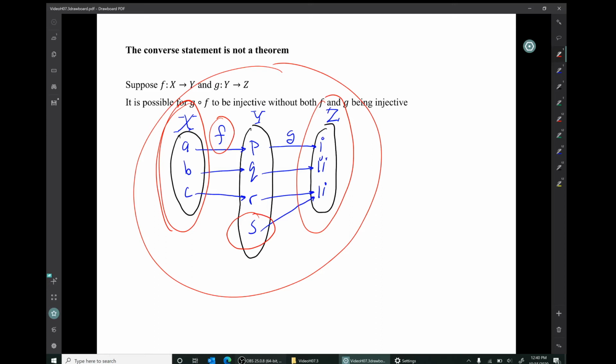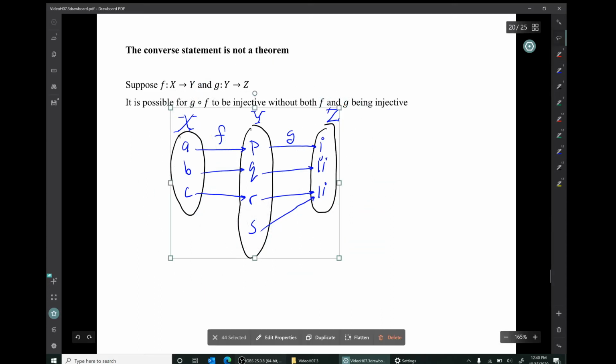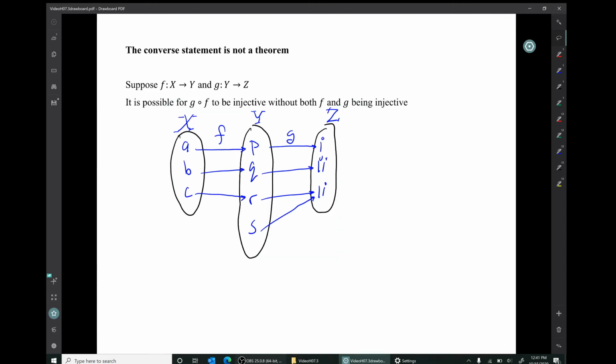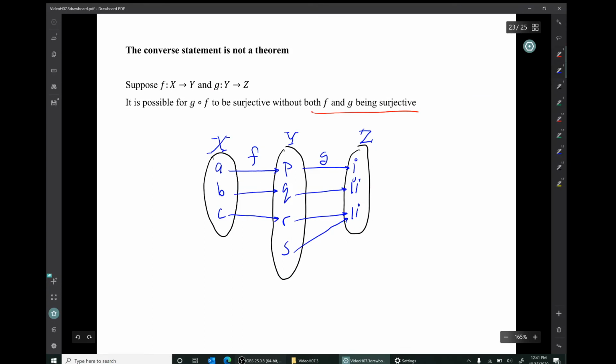So let's copy this diagram and move it down there and put it on that page. So I'll copy this diagram and put it down below. All right, so we'll go down to where we just were and we'll find that diagram there. So that's an example of a composition of functions where the composition is surjective, but f and g are not both surjective. But notice in this diagram that g is surjective.